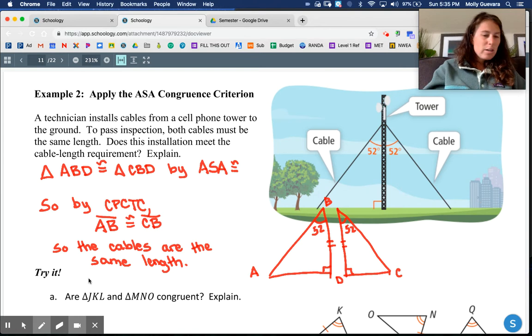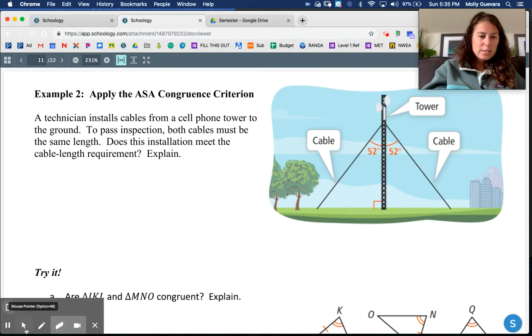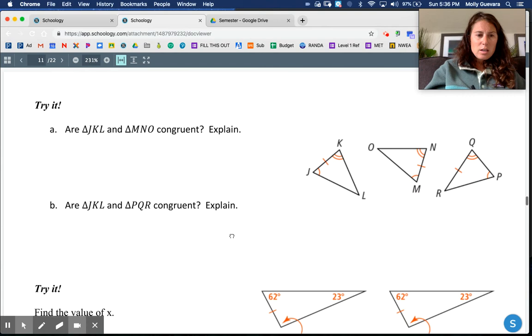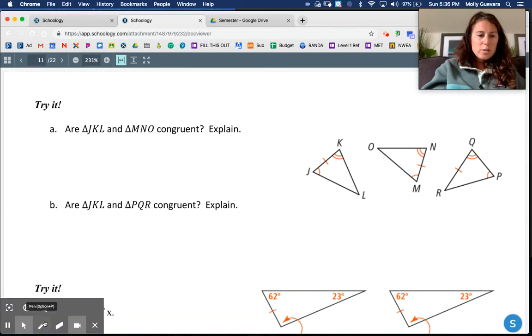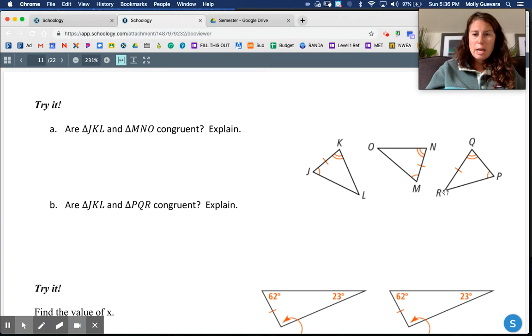Okay, so we have a couple to try here. I want you guys to give a shot. Here's the first one. First question is asking us, are these two triangles congruent? Sorry, JKL and MNO, so these first two. And then the second one's asking us, are JKL and PQR congruent? So go ahead and make sure you explain, right? So go ahead and hit pause, try these two, and then when you're ready, hit play.